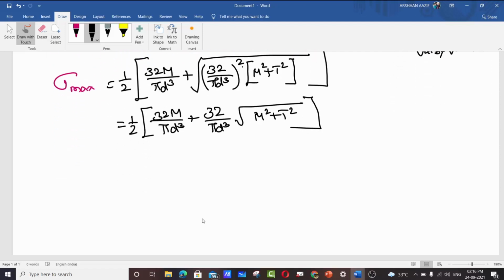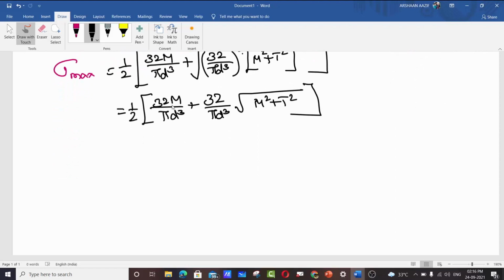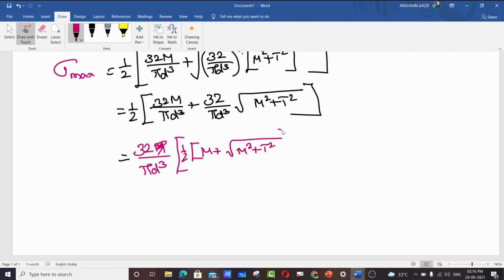So the next step, I can take this 32 by pi d cube commonly out. So I will write it as 32 by pi d cube into half into m plus root of m square plus t square. So 32 by pi d cube, I didn't cut this because I am keeping it as inside. So half into m plus root of m square plus t square.